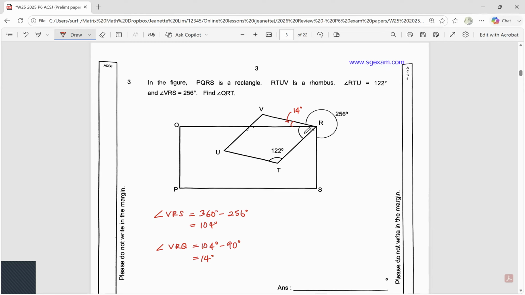So to find this angle here, now this is a rhombus, so you have parallel lines. Angles between parallel lines add up to 180. So I can take 180 minus 122 and 14. Angle QRT is 180 minus 122 and 14. So the answer is 44 degrees.